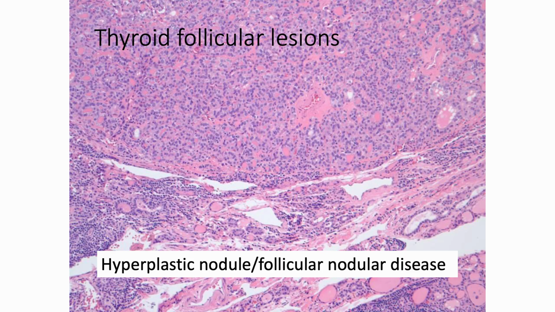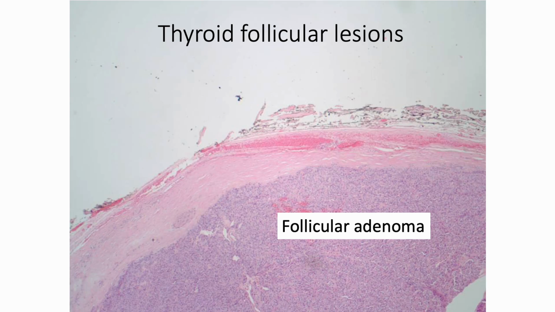Before we dive into cytologic features of follicular neoplasms, let's review a few key definitions. First, hyperplastic nodule, or follicular nodular disease, typically presents as multiple nodules. As seen in this image, there's no fibrous capsule separating the nodule from the surrounding thyroid tissue. 2. Follicular adenoma, usually a single nodule with a well-defined fibrous capsule, shown here. It's benign, so no invasive growth is seen.